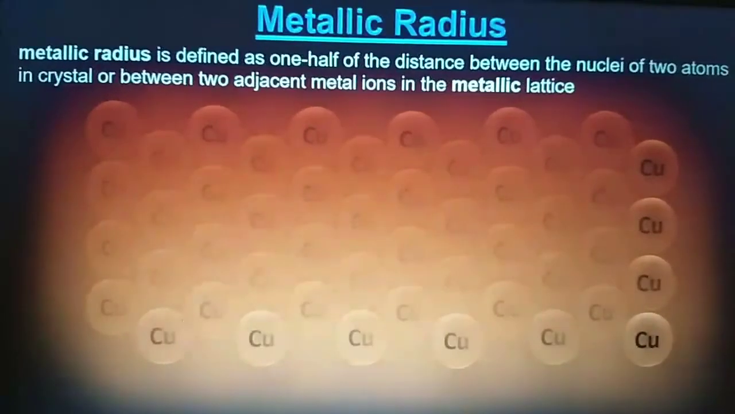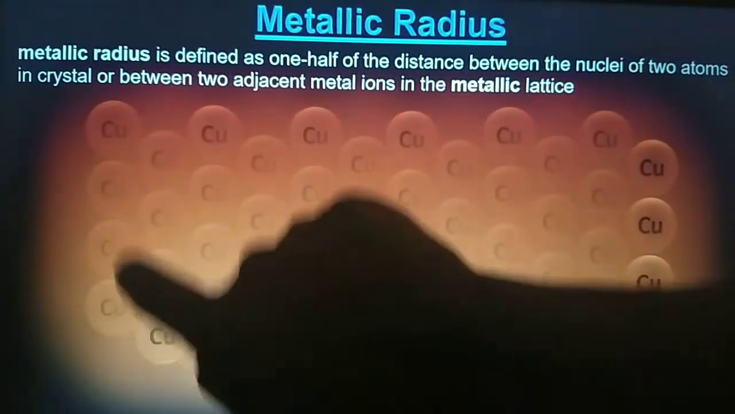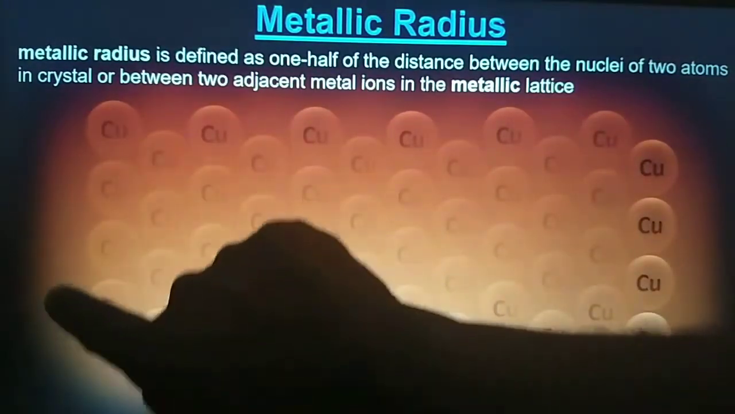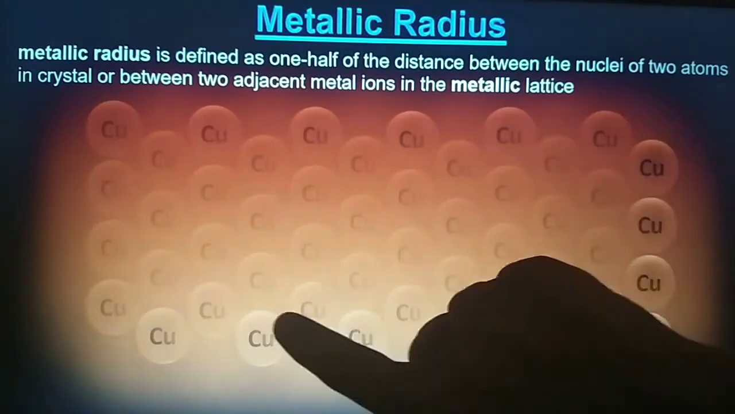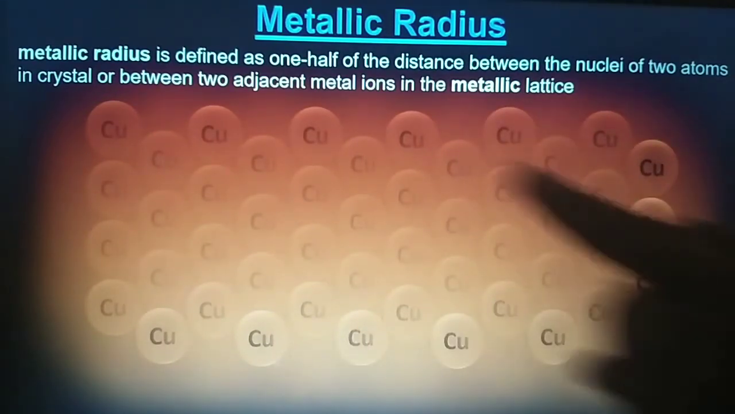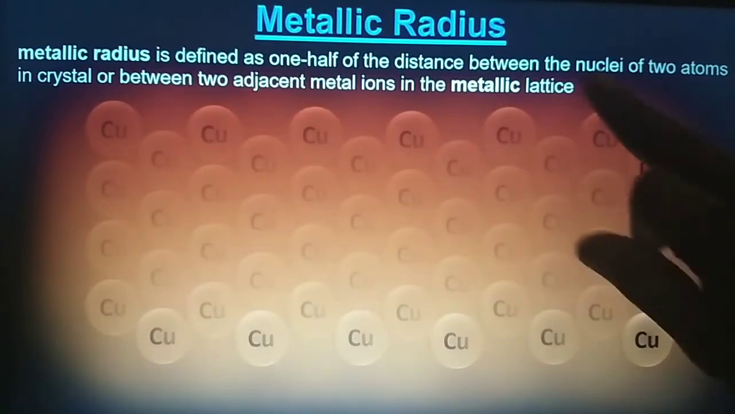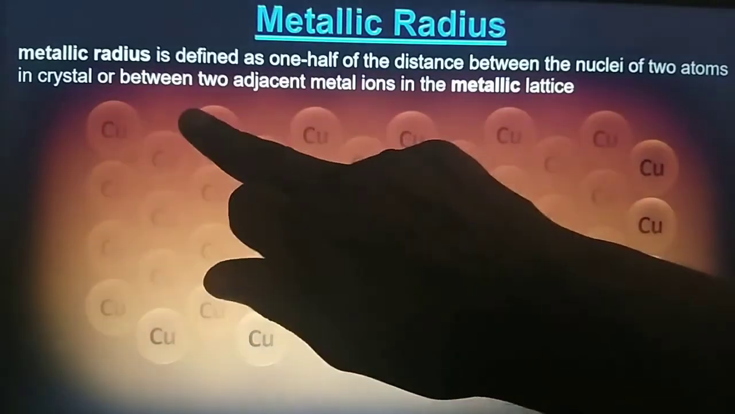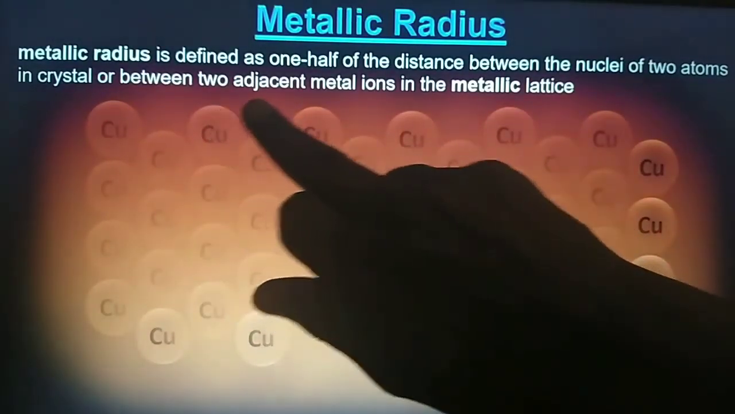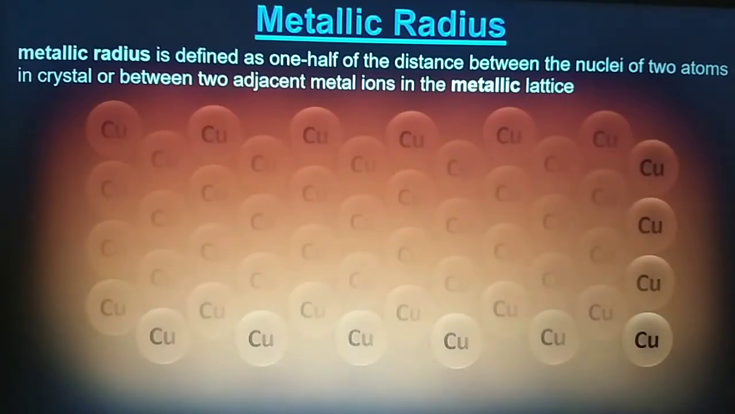Here you can see the crystal of copper. Each of them is just an atom, and this blur picture which you see is the electron cloud, right? So metallic radius is defined as 1/2 of the distance between the nuclei of the two adjacent metal ions in the metallic lattice in a crystal, right? And this can be shown easily from this.